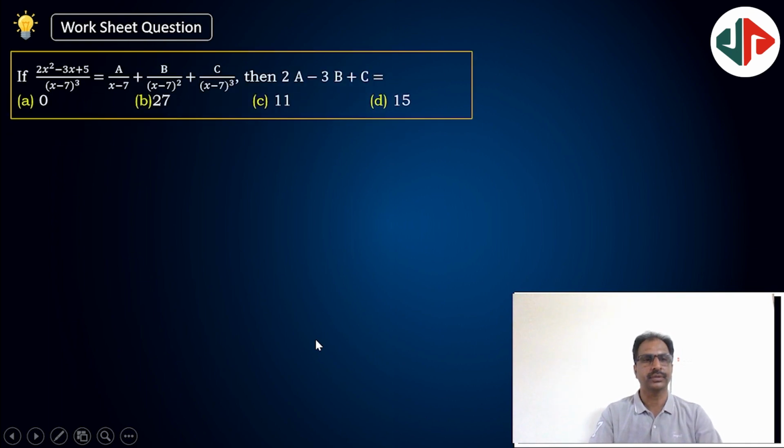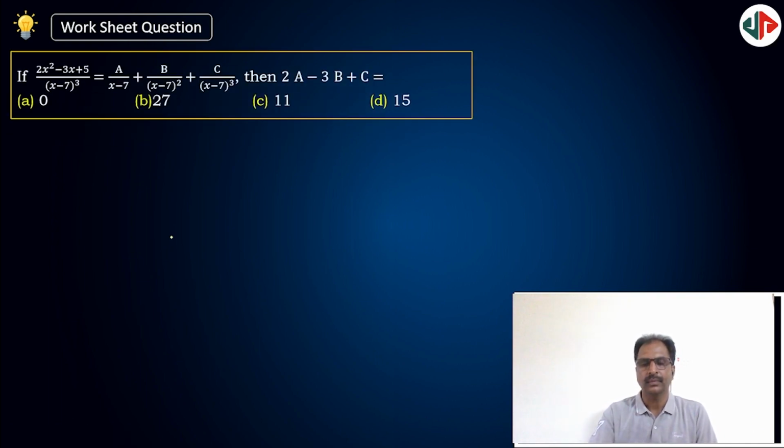Let us do worksheet questions from partial fractions. If (2x² − 3x + 5)/(x − 1)³ is equal to a/(x − 1) + b/(x − 1)² + c/(x − 1)³, then 2a − 3b + c is equal to?